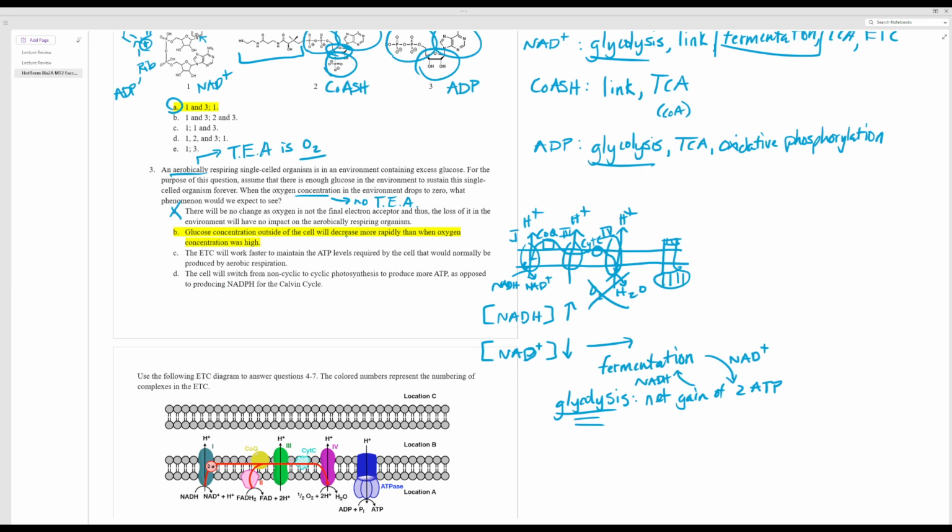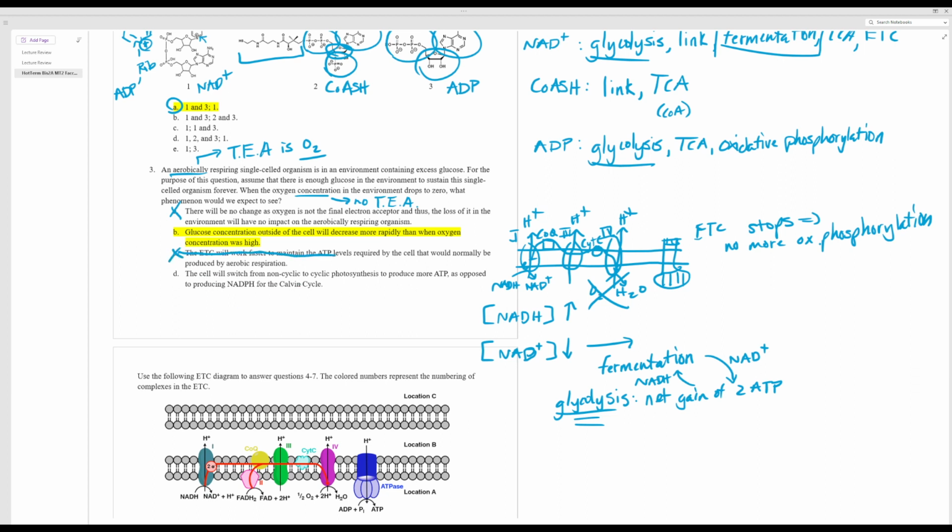Glucose concentration outside the cell will decrease more rapidly than when oxygen concentration was high. We'll get to this in a second. Okay. C, the ETC will work faster to maintain the ATP levels required by the cell that would normally be produced by aerobic respiration. Well, here, our ETC broke down. So our ETC stops. No more oxidative phosphorylation. So our ETC wouldn't work faster because it's stopped. So that doesn't make sense.